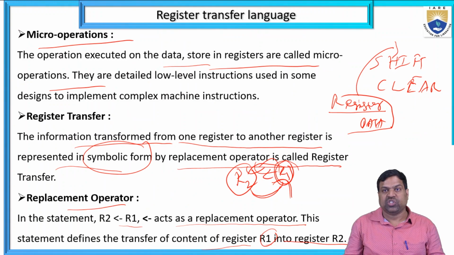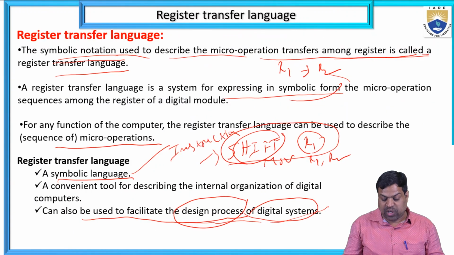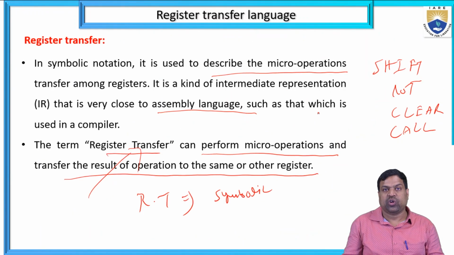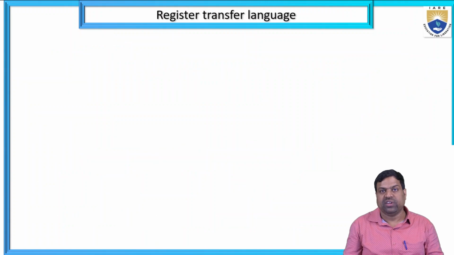And micro operations means we are performing the shift operation, count operation, clear, and load operations. These are called micro operations. And register transfer means we are transferring data from one register into another register, R1 to R2 or R2 to R1, like this.